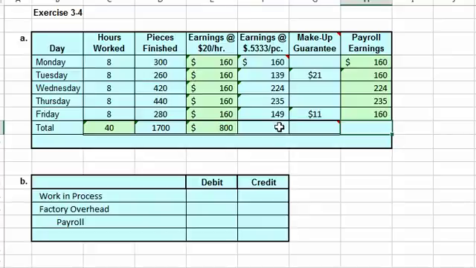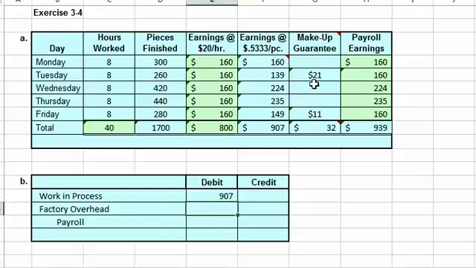All right, now let's sum these columns. And then we can just bring this over. So her pay for the week at $20 per hour would have been $800, but since she gets some extra when she goes over 300 pieces, total pay is actually going to be $939. Okay, so like I mentioned before, the part that will go into work in process is the 907. Right, that's pay based on units produced. So that's debited to our work in process inventory account.